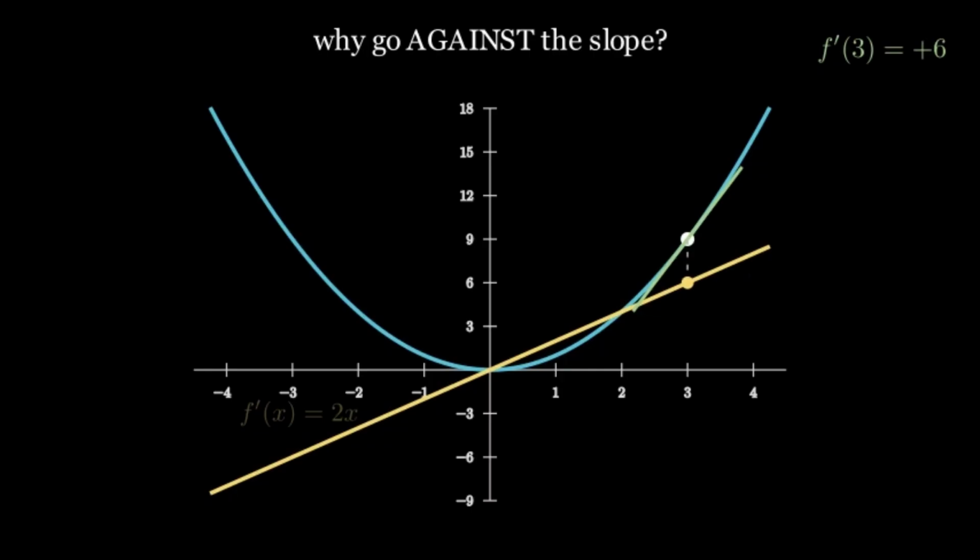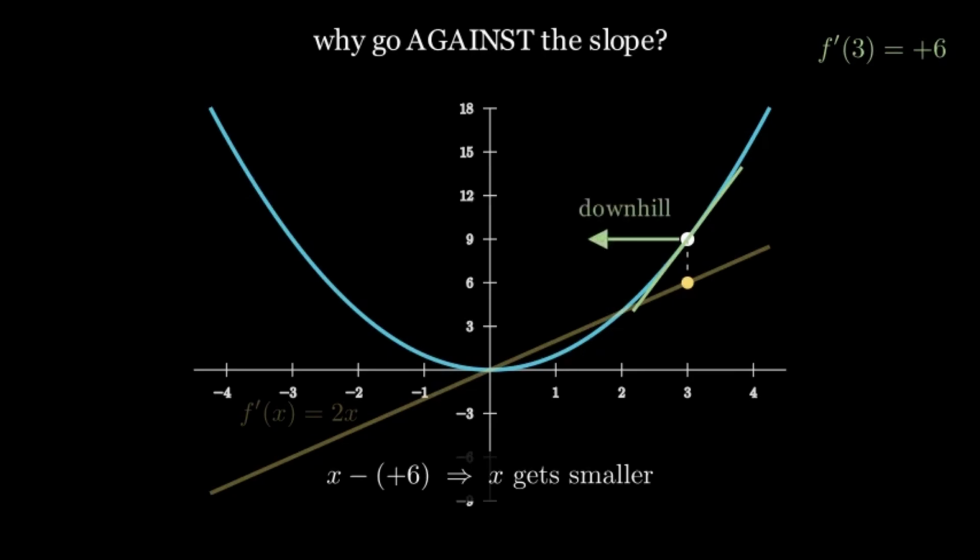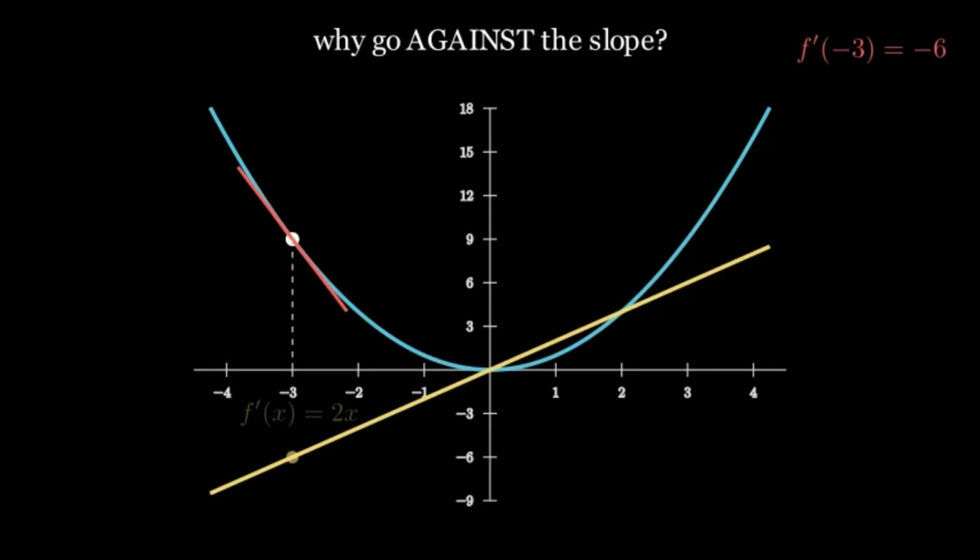Now suppose we subtract the slope from x. We are taking x and subtracting a +6. So x gets smaller. Smaller x means we move left. And left from here is downhill. That works. Now go over to the left wall at x equals -3.